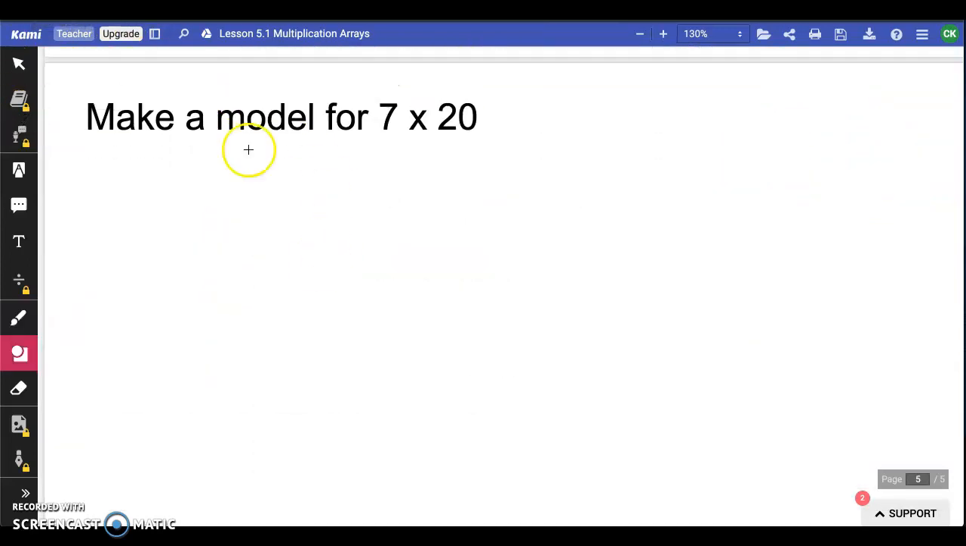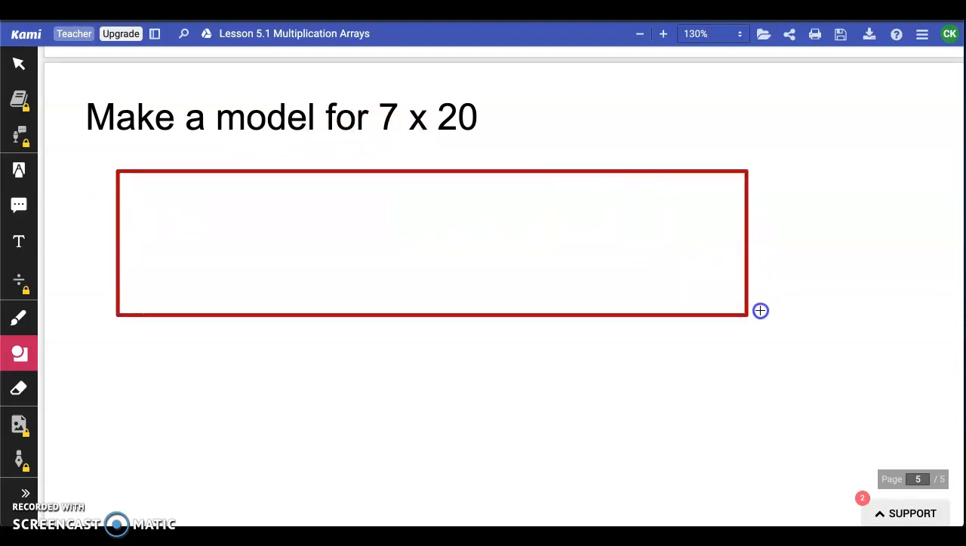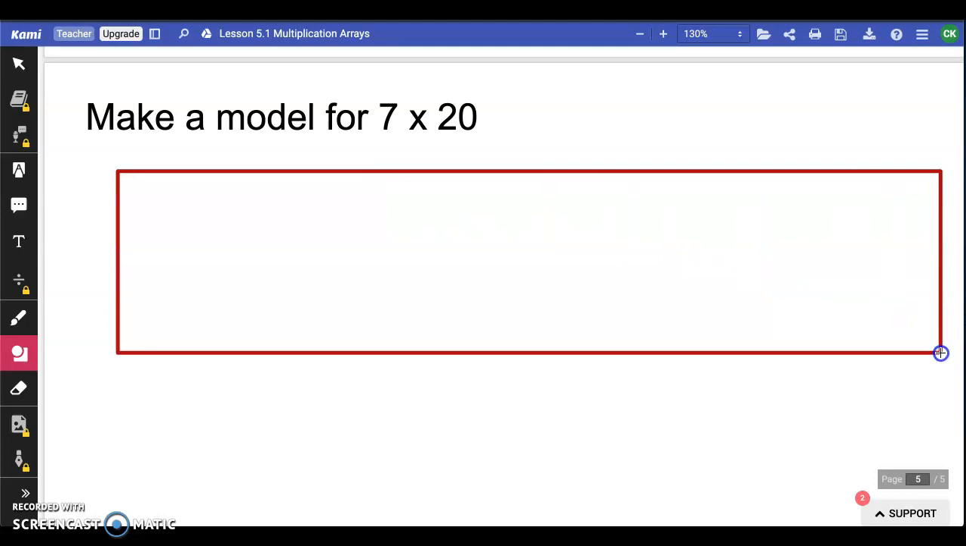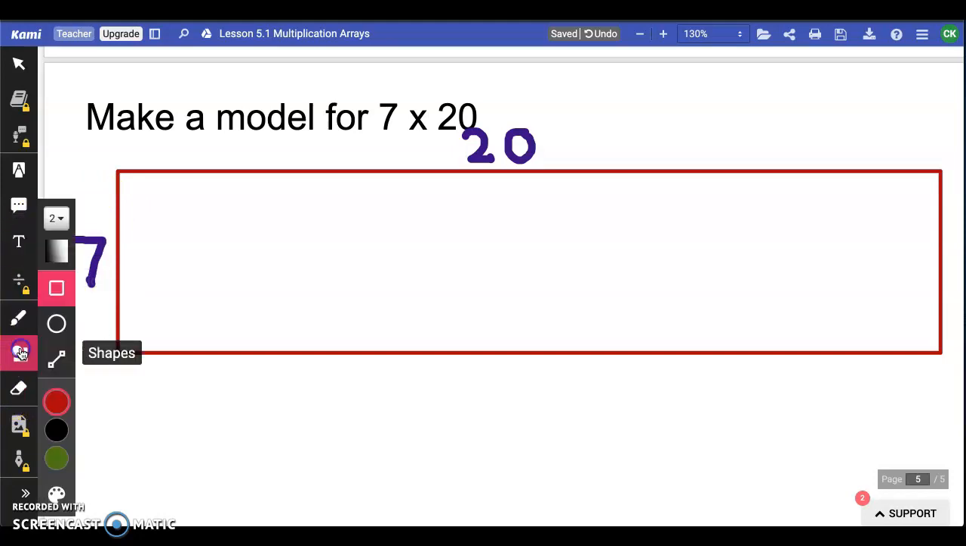All right, let's try this with some new numbers. Now I'm going to make a model for 7 times 20. Again, this is probably something that you could do in your head, but it's nice to have a visual representation of it. That way we can really understand, well, what's going on here? How does this work? And then when we get into larger and more complex numbers, we can use the same strategy. So I drew my rectangle 7 by 20. Again, it's not going to be to scale, and that's fine.